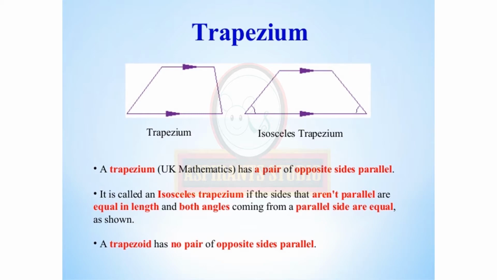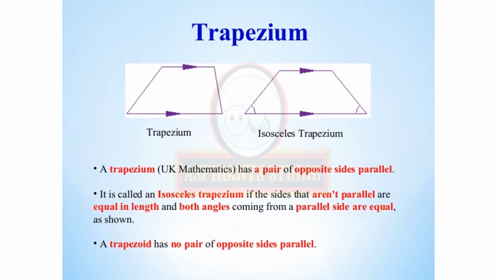Look at the trapezium. Look at the first figure. A trapezium has a pair of opposite sides parallel. Look at the second figure. It is also a trapezium, but it is also isosceles. It is called an isosceles trapezium. It is called an isosceles trapezium if the sides that aren't parallel are equal in length, and both angles coming from a parallel side are equal.